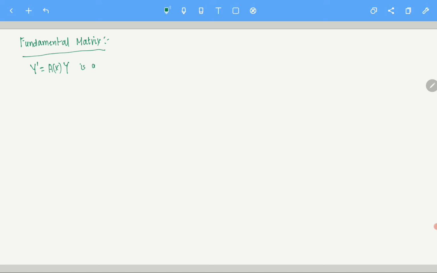It is a 2 cross 2 system. It can be n cross n, but for now let's stick with a 2 cross 2 system of ODEs. So essentially, you can just break it up and see what it means. It means that y1 prime is a11 of x y1 plus a12 of x y2, and y2 prime is a21 of x y1 plus a22 of x y2, right?